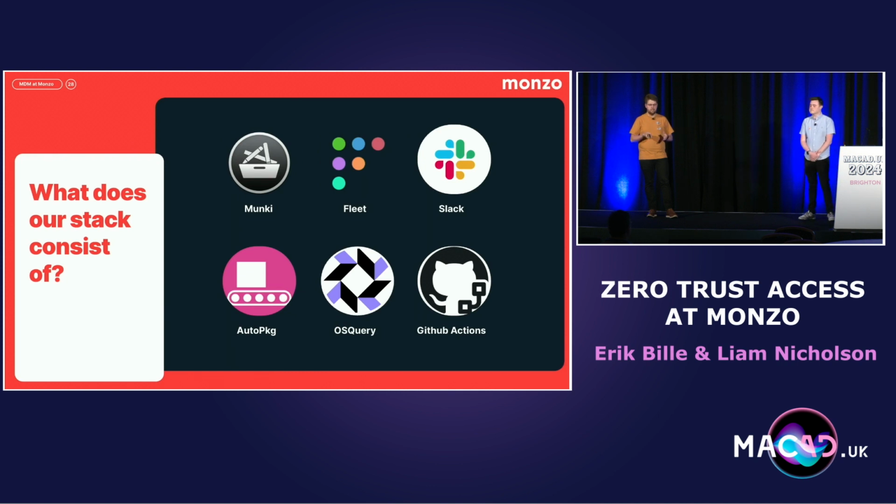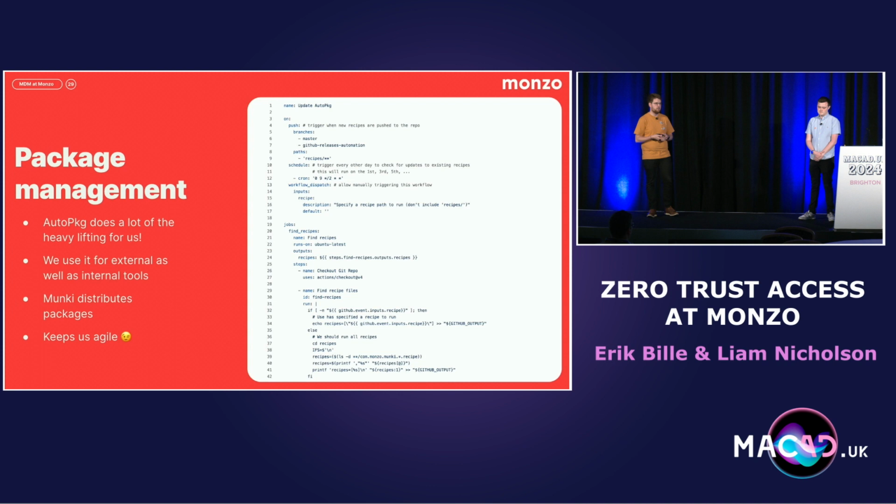Lastly, and probably a bit of a rogue one here, is GitHub Actions, but it's core to how we run Monkey, namely all of Monkey is running in GitHub Actions at Monzo. We run Autopackager in GitHub Actions, I should say. That will take care of the whole package pipeline, and it gives us a pull request-based approval process for packages as we get updates in.